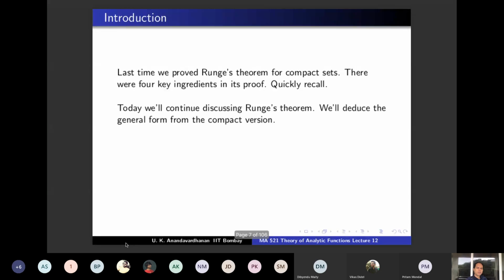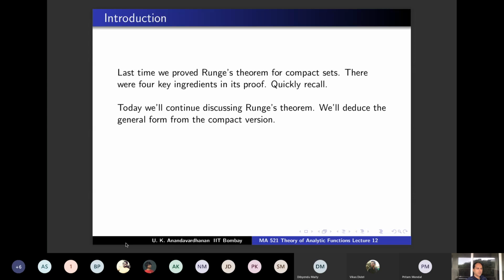Today we will continue discussing Runge's theorem. We will deduce the general form from the compact version, and the only result that you need is what I sent you, that screenshot that I sent you on WhatsApp. I sent it in some other context maybe, but this is where it's really going to be used. So we will recall the result and the proof I had sent you on WhatsApp from the book.